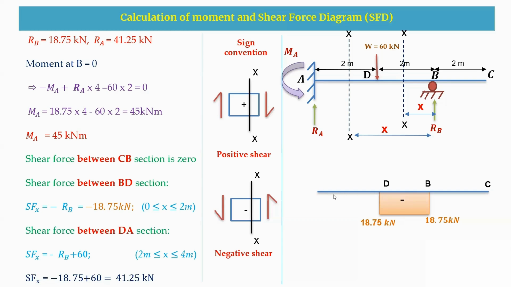And now coming to 2 to 4, at D again you are having 41.25 kilonewton, which is positive. Again at A also it is plus 41.25. So this is a positive value, and this is how you are going to draw the final shear force diagram. Since in CB there is no load, there is no shear force. Between the BD section it is 18.75, which is a negative value, and in AD it is a positive 41.25 kilonewton. So this is the final shear force diagram.